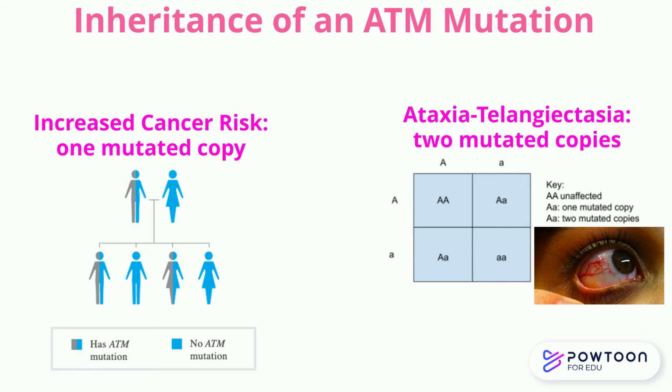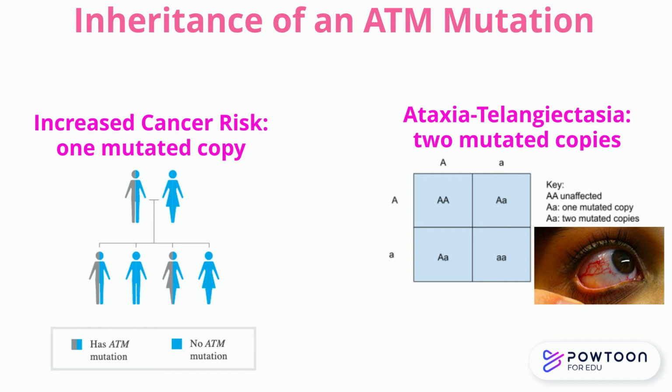However, if both copies are mutated, meaning that both of the parents have the gene mutation, the child can unfortunately suffer from a disease called ataxia-telangiectasia. This disease is an autosomal recessive disease, meaning that if both parents have 1 mutated copy of the ATM gene, they have a 50% chance of having a child with 1 mutated copy, a 25% chance of having a child with ataxia-telangiectasia, and a 25% chance they will have an unaffected child.